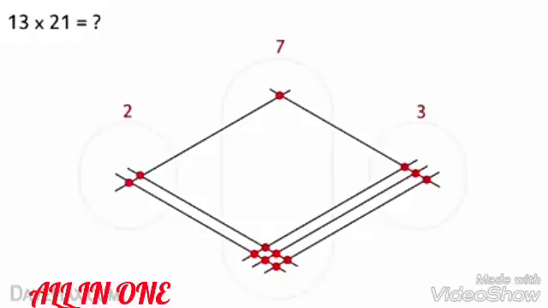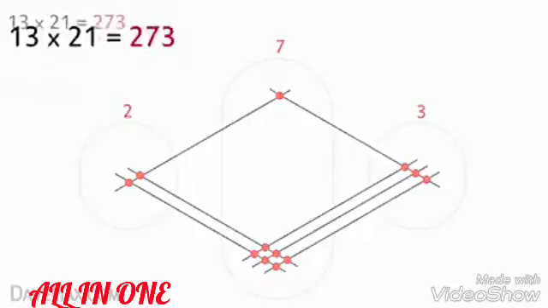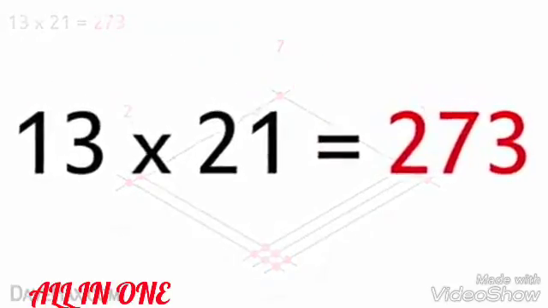1, 2. So that's 2, 7, 3. And that gives us our answer. 13 times 21 is 273. Pretty cool, huh? So here's another quick example.